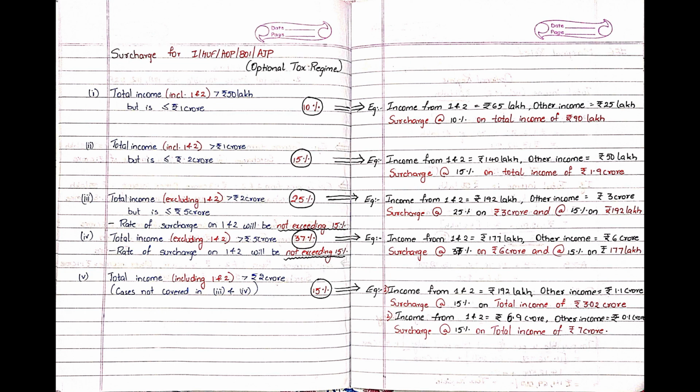For total income excluding 1 and 2, which exceeds rupees 2 crore but is less than or equal to 5 crores, surcharge is at the rate of 25% and the rate of surcharge on 1 and 2 will be not exceeding 15%. The total income excluding 1 and 2 exceeds rupees 5 crore, then the surcharge will be at the rate of 37%. The rate of surcharge on 1 and 2 will not be exceeding 15%. For the total income including 1 and 2, if it exceeds rupees 2 crores, for the cases which are not covered under the 3 and 4, the surcharge rate will be at 15%.